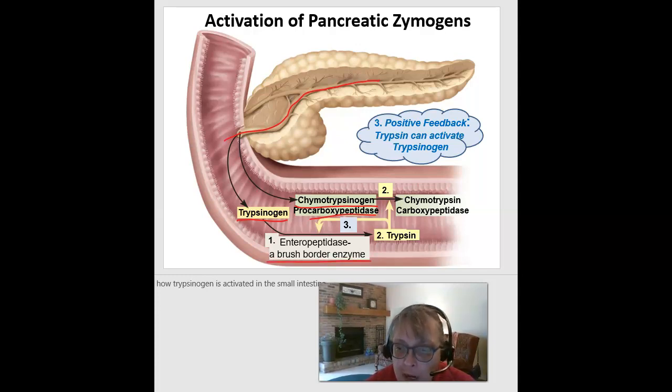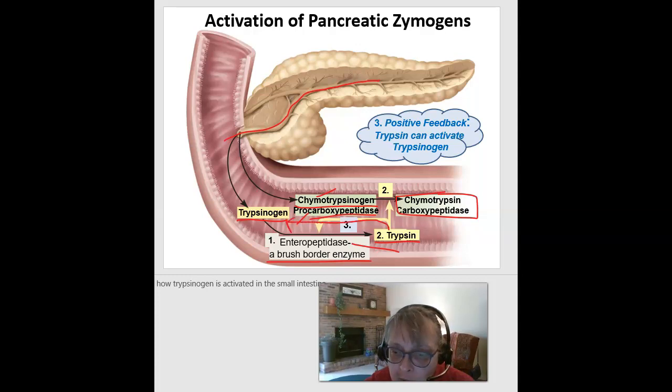Trypsin digests proteins, so while it's floating in the intestine, it comes in contact with the pancreatic zymogens chymotrypsinogen and procarboxypeptidase, and it can convert them into the active forms, chymotrypsin and carboxypeptidase. In addition, there's positive feedback, because once trypsin has been activated, it can also activate itself, if you will, by interacting with trypsinogen, and that will then become more trypsin.